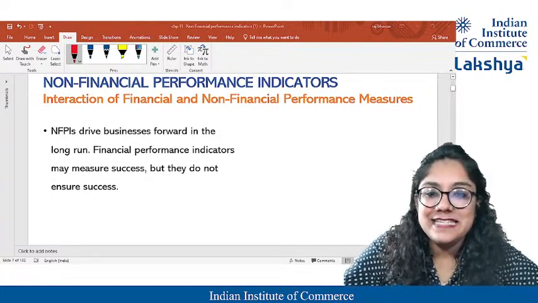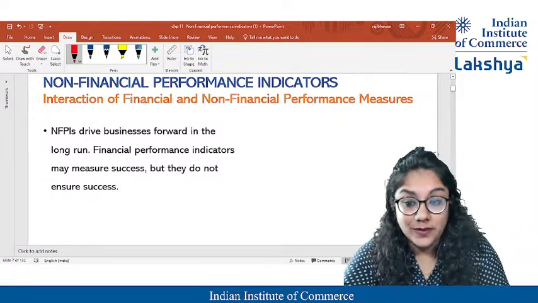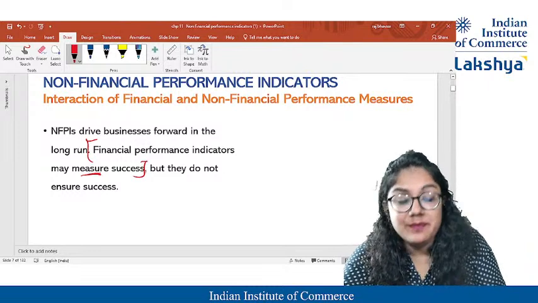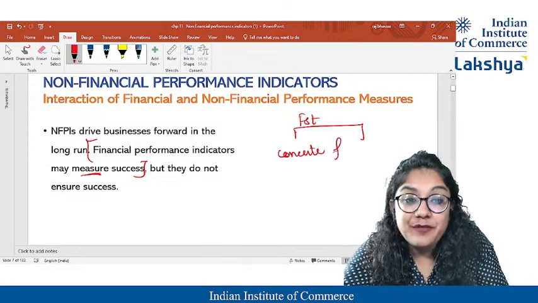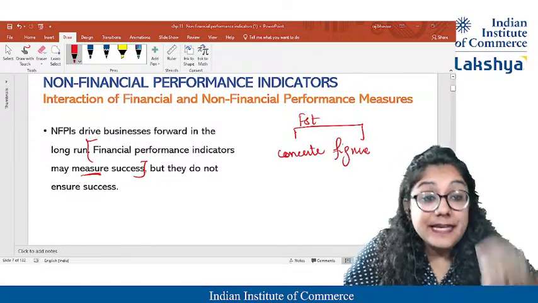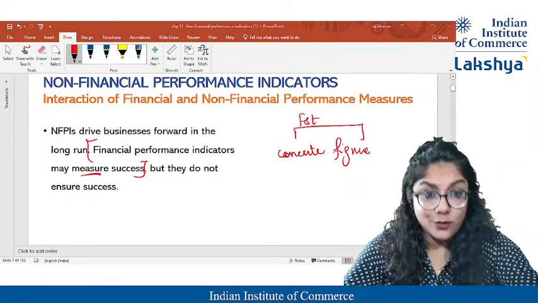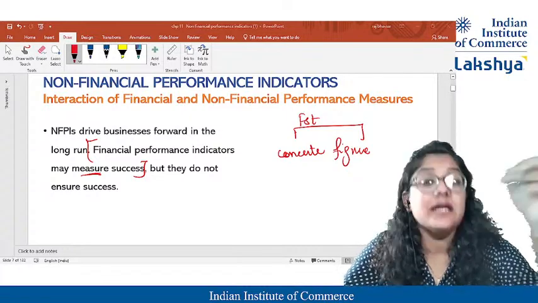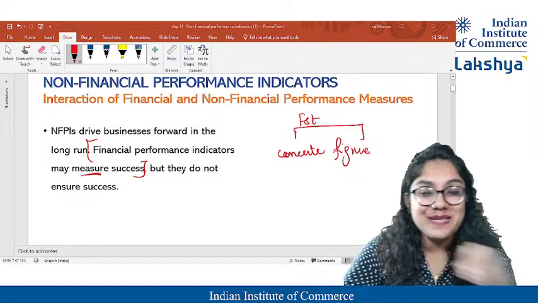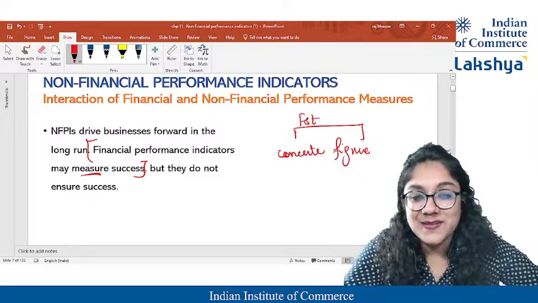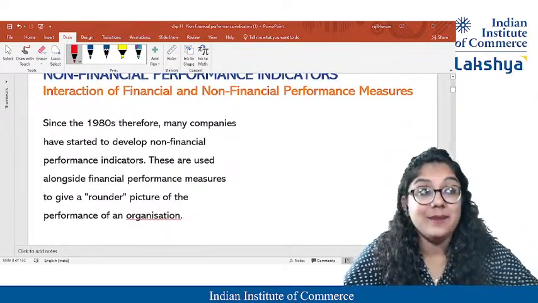So financial performance indicators measure the success, but they do not ensure the success. Why? I can measure it. I can check in the financial statements. I can get concrete figures. But it is not going to give me surety that I'm going to be successful. No matter your profits are high, it may be at the stake of providing bad quality, maybe at the stake of customers not being happy. So that is not going to plan your future in the best possible way that you want it, guys. Cool?